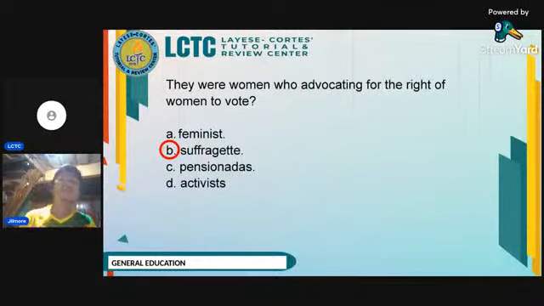Okay. Now, during the American period, women wanted to voice out their rights. And there were women who advocated for the right to vote. And they're called suffragettes. Okay. Pensionadas, they were also given the chance to be scholars in the United States. That's pensionadas. And the opposite is pensionados. They were male, okay? Mga lalaking Pilipino na nabigyan ng pagkakataong maging scholar doon sa Estados Unidos. Pensionados. Pensionadas, women scholars. Okay.